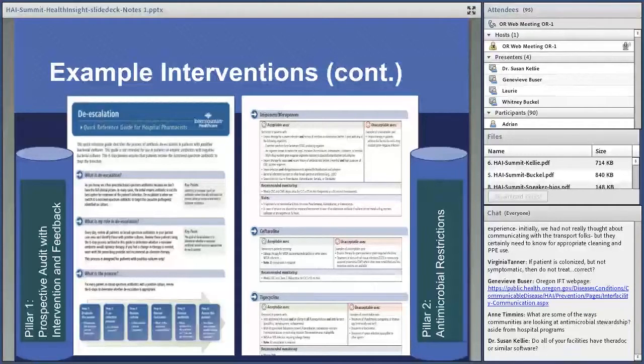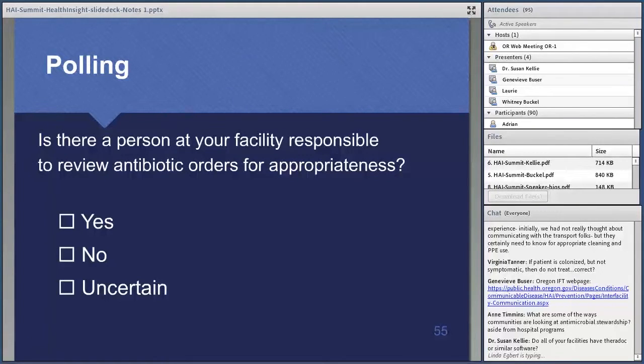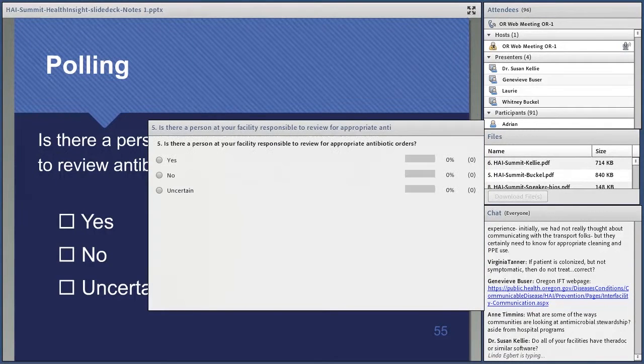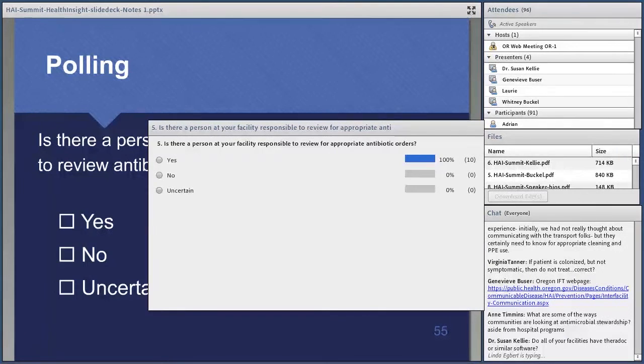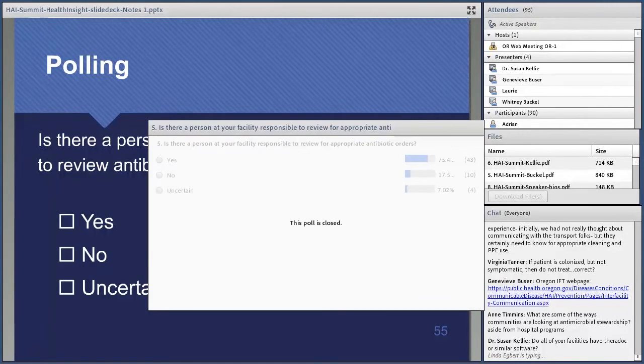So here's our next polling question. Is there a person at your facility responsible to review antibiotic orders? So it looks like the majority of people do have a person at the facility responsible for reviewing antibiotic orders. And so, I think that's great. I think then coming up with formalized approaches for how we review these and recommendations is then really the next step for an antimicrobial stewardship program.